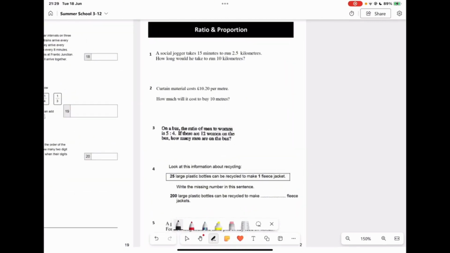Okay, so it takes a social jogger 15 minutes to run 2.5 kilometers. So how long will it take to run 10 kilometers? So we can write down the information that we know. 15 minutes with 2.5 kilometers. So then 10 kilometers will just be the same scale. So given that 2.5 times by 4 is equal to 10, we can just do 15 times by 4 to find our answer, which is 60 minutes. And that's equivalent to 1 hour.